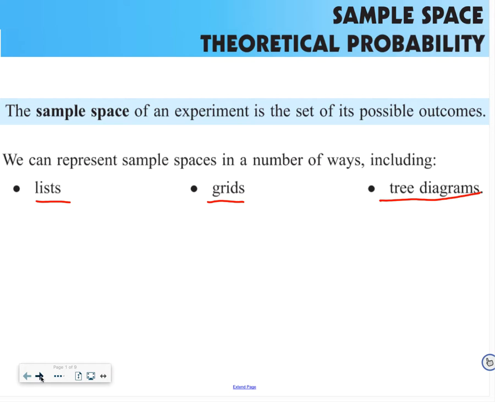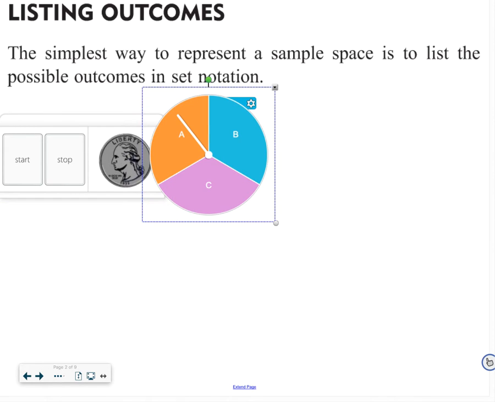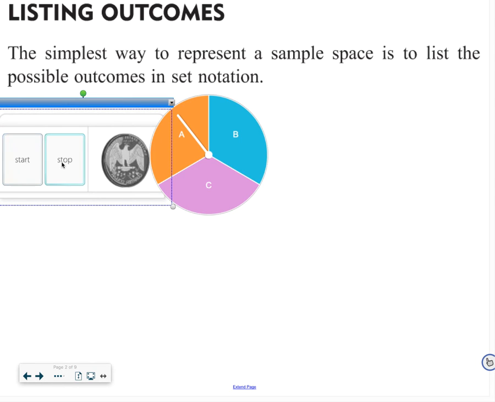So let's look at what a list is. Well, it's exactly what you might think it is. The simplest way to represent a sample space is to list out possible outcomes. So if I'm thinking about an experiment where I am going to flip a coin and spin a spinner and get an outcome, I want to list out all the possibilities. Well, I could have a head and I could have a spin of an A. That is one outcome. I could have a head and a spin of a B. And I could have a head and a spin of a C.